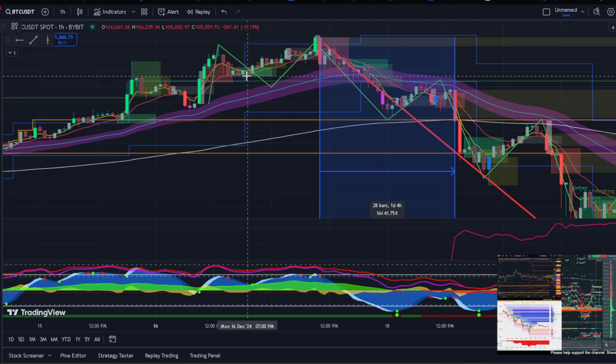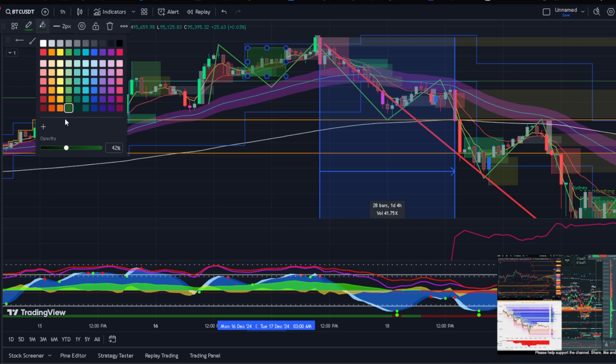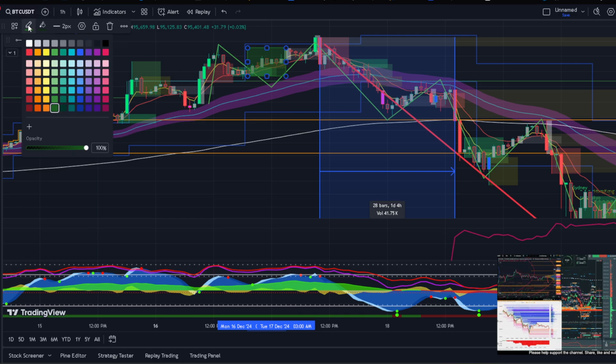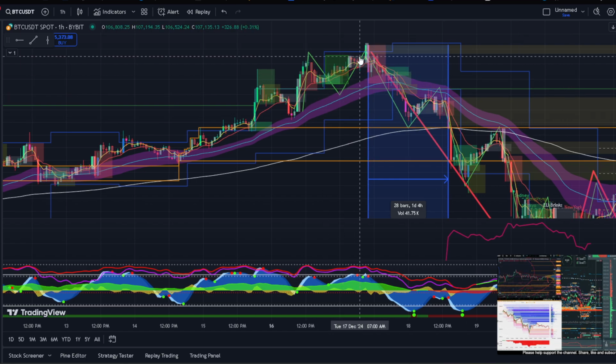Okay, this is where Tokyo opened, and it looks like that's the low. And this is the high. This is the end of Hong Kong, and that would be the high. I'm going to mark that as 42 opacity, put it to the darkest color. Okay. And so, as you can see, we tried to run above it and got canceled.